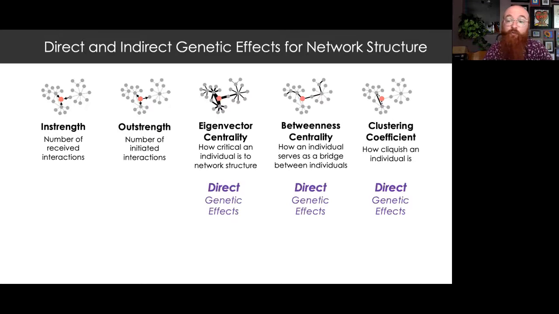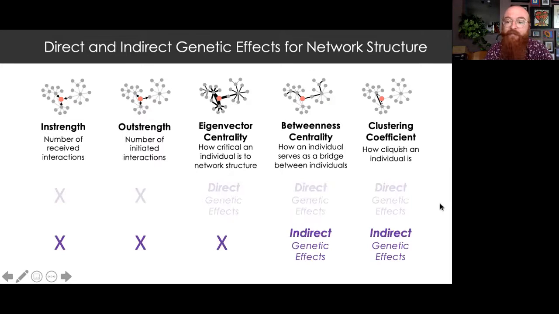Broadly, we found evidence of direct genetic effects for measures of network position, including eigenvector centrality, betweenness centrality, and clustering coefficient, but not for measures of in-strength and out-strength, which is perhaps surprising given that we might expect an individual's own genotype to have more influence over its direct social interactions compared to measures of network position that incorporate indirect interactions. But this nicely sets up our result for the additional component of quantitative genetic variation we tested, which is how indirect genetic effects shaped individuals' positions within their networks.